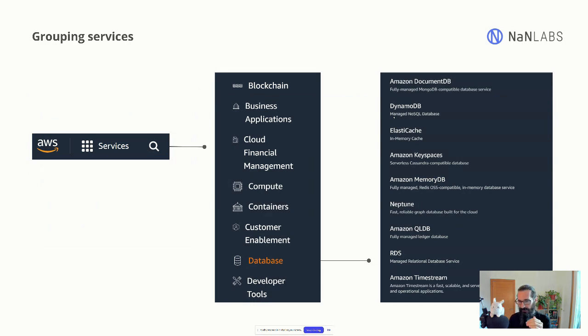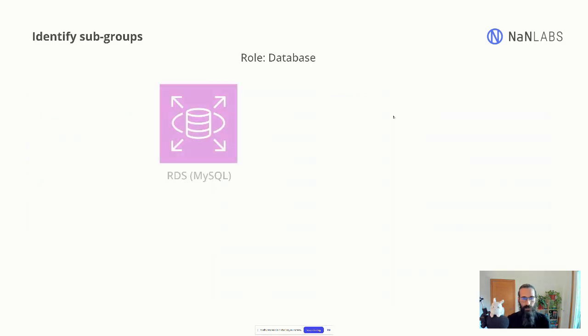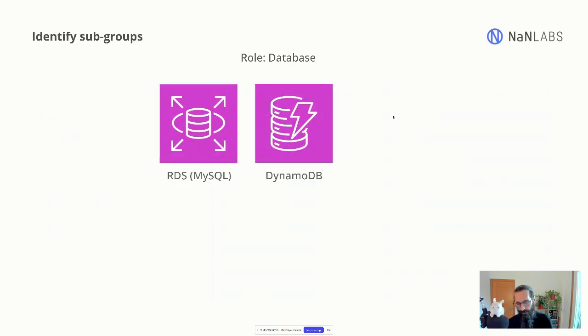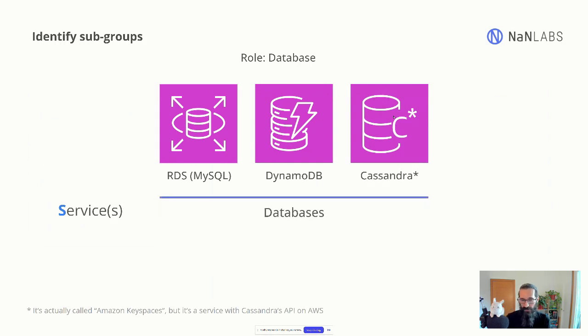So that's the service. Now we jump to the next layer, which is features. Let's keep with the example of the database. And let's say that I want to choose between a relational database like MySQL, DynamoDB, and Cassandra. If you look at the service layer and how AWS, for example, was grouping them, they all fall into the database layer. So not enough. We need something else.